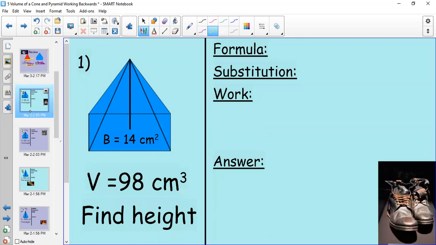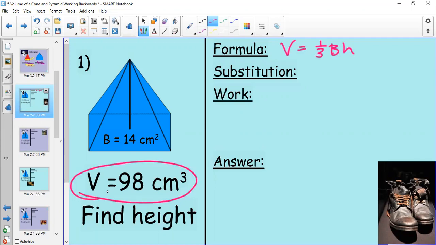We're given a pyramid. Pyramid, we only have one option, 1/3 big B H. Okay, so we have to plug in everything that we're given. Normally it says find volume, but guess what? We're given volume. So instead of V, I'm going to plug in 98. I have to keep my 1/3. I have to look at what else we're given. We're also given big B. So instead of big B here, I'm going to plug in 14. And it says find height. So height is going to be our missing variable, or our missing dimension here. We're going to keep that.